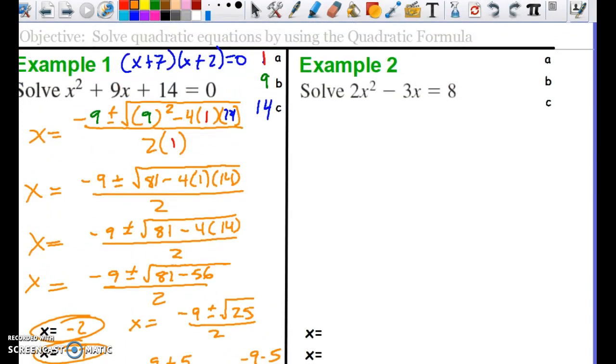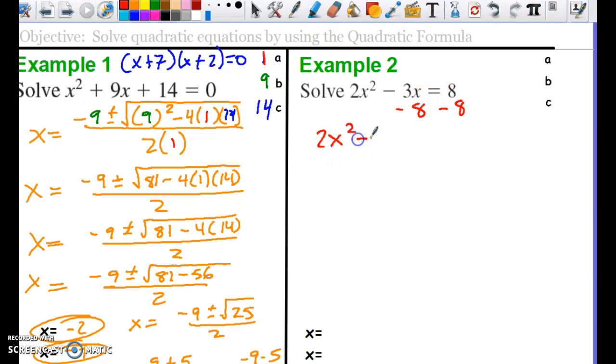Now, common sense tells you that if I can factor it, just do that. That's way easier than the quadratic formula. But the quadratic formula will always, always work as long as you have the quadratic equation set equal to 0. So in this case, I want to subtract 8 from both sides. I'm going to go a little bit faster in this example.